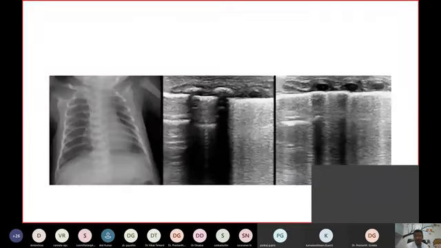Now this baby, this is a right side lung ultrasound where you can see a double lung point, where there is a mild TTNB. Whereas in the left lung you can see a B line profile where there is moderate fluid in the lung. So you can have different findings in both lungs. So transient tachypnea of newborn we saw.